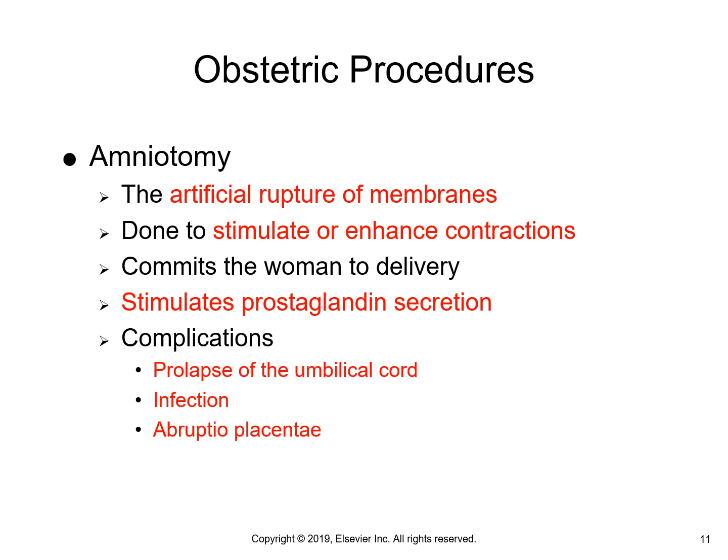Okay, so how do we correct the complications? Prolapse of the umbilical cord. This one we have to do an emergency cesarean section, because if that umbilical cord remains prolapsed, remains kinked, then there's a reduced blood flow to the fetus. There's a high risk for fetal compromise.